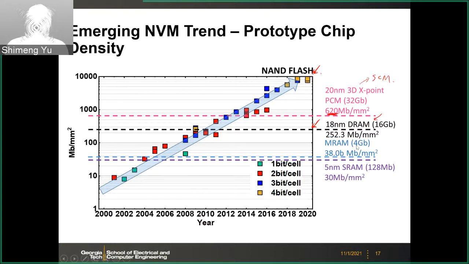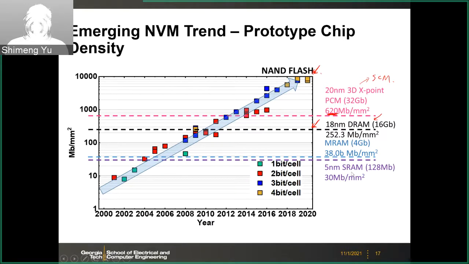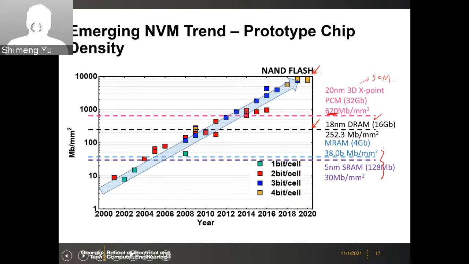And for MRAM, this 4 gigabit MRAM gives you like 38 megabit per millimeter square. This is barely better than the state-of-the-art 5 nanometer SRAM. 5 nanometer SRAM gives you 30 megabit per millimeter square in terms of the density. So here is the comparison in terms of the density.